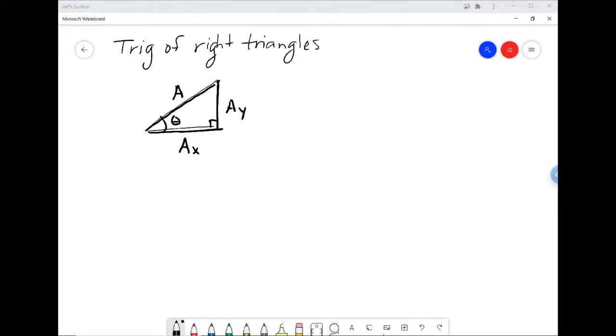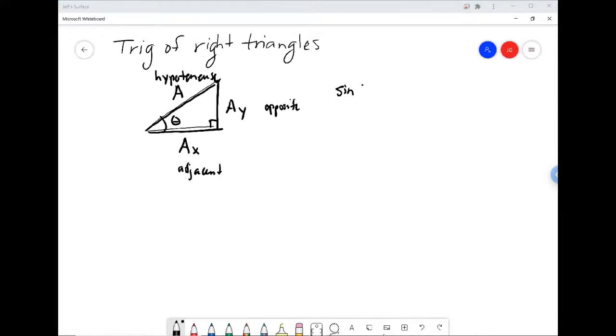So relative to that angle, AY is opposite, AX is adjacent, and A is the hypotenuse. And the hypotenuse is the side that's opposite the 90-degree angle, okay? And so in trigonometry, we have these three useful functions: sine, cosine, and tangent.